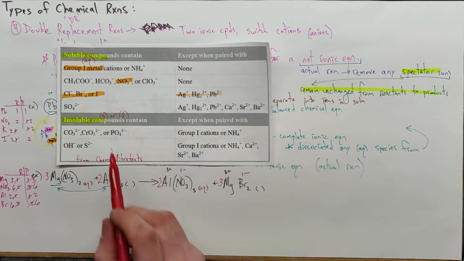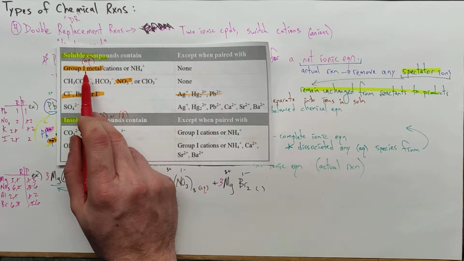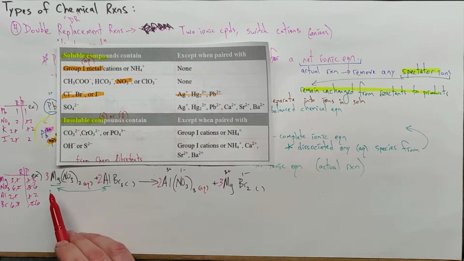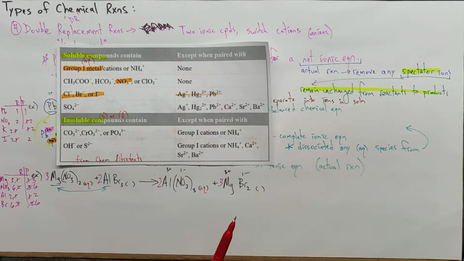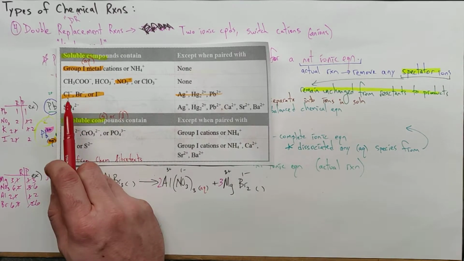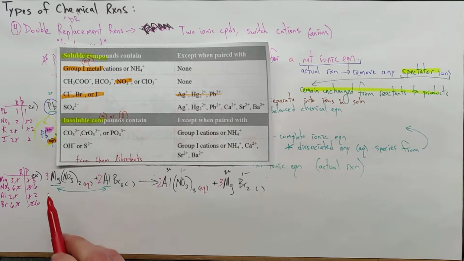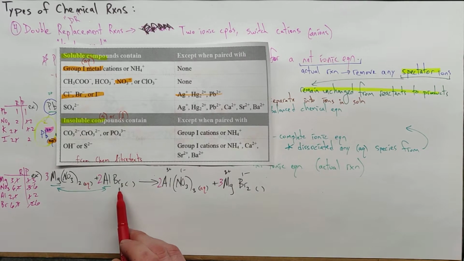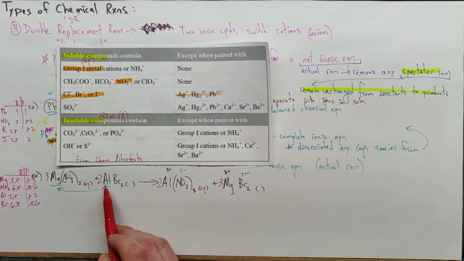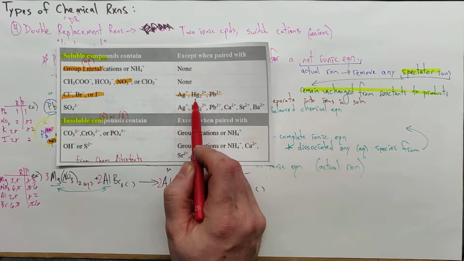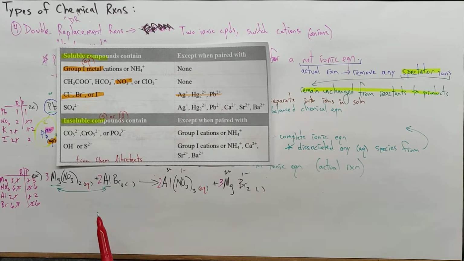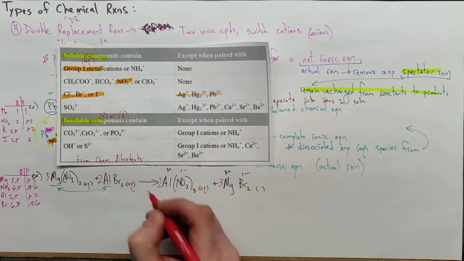Other things I'm going to look for. Group 1 metals. All right, so group 1 of the periodic table. No. Okay, so that's out. I'm going to look for chlorides, bromides, and iodides. No. There's a bromide. Okay, it's going to be aqueous. This compound's going to be aqueous unless the metal is silver, mercury, or lead. And it's aluminum, so we're okay. That's going to be aqueous, right?